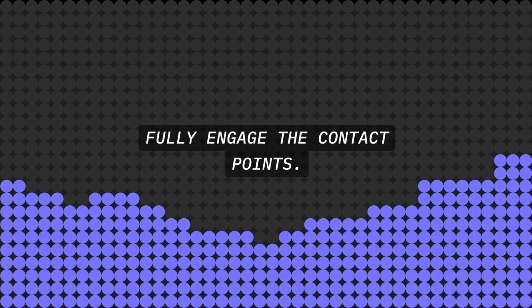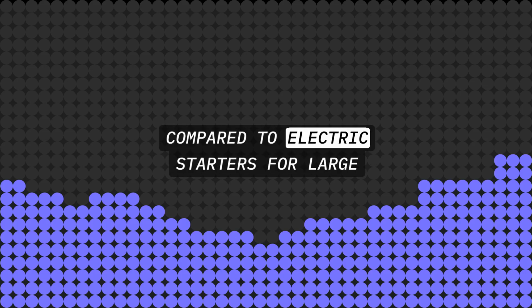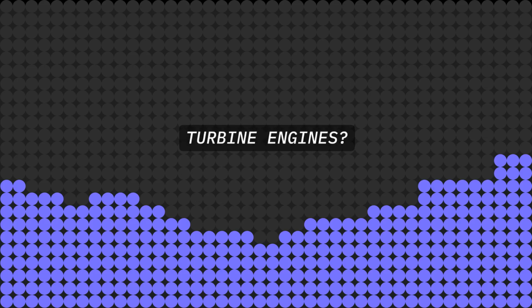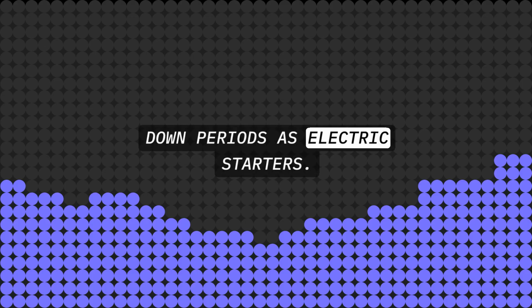This indicates that the supply voltage is too low to supply enough current to the relay coil to fully engage the contact points. What is an advantage of air turbine starters when compared to electric starters for large turbine engines? They're lightweight and do not have the same cool-down periods as electric starters.